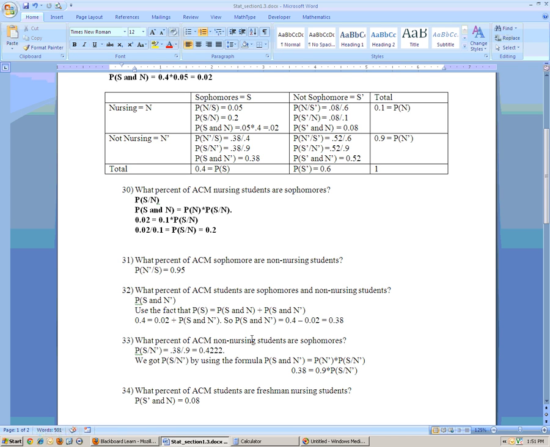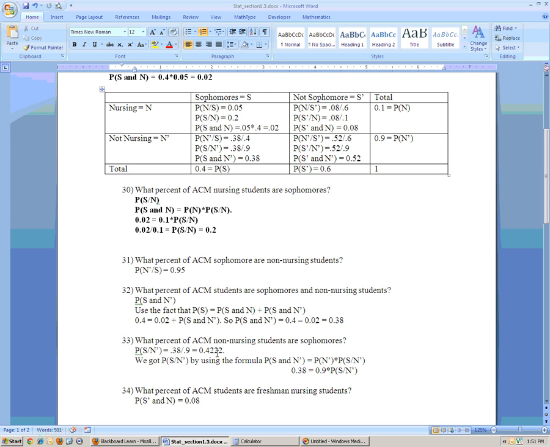Okay, continuing on with this problem. The last one we did in the previous video was what percent of ACM non-nursing students are sophomores. Non-nursing right here was the N with the little hash mark, and what percentage of these folks are sophomores. To get this, we took the 0.38 right here. That's the probability of S in not nursing, and we divided it by the probability of not nursing.